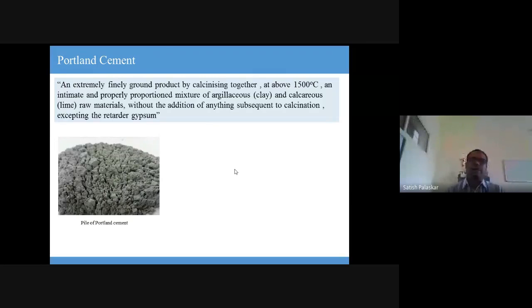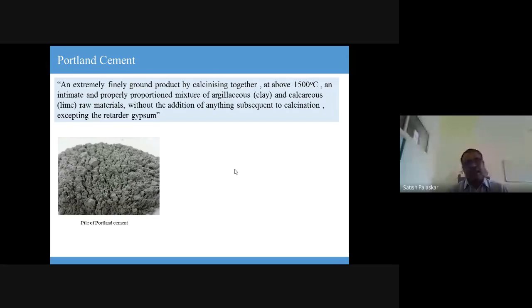First, it is an extremely finely ground product. Extremely fine. What do you feel when you hold cement in your hand? It is very fine, very smooth. That's why it is called extremely finely ground, meaning it is ground that finely. It is produced by calcining together at about 1500 degrees centigrade. While manufacturing cement, the temperature of the kiln is near about 1500 degrees centigrade.